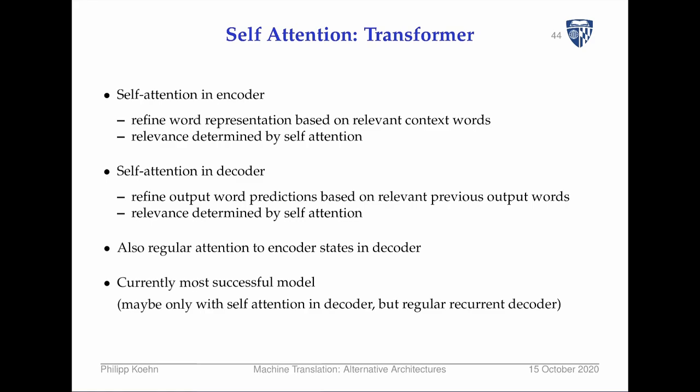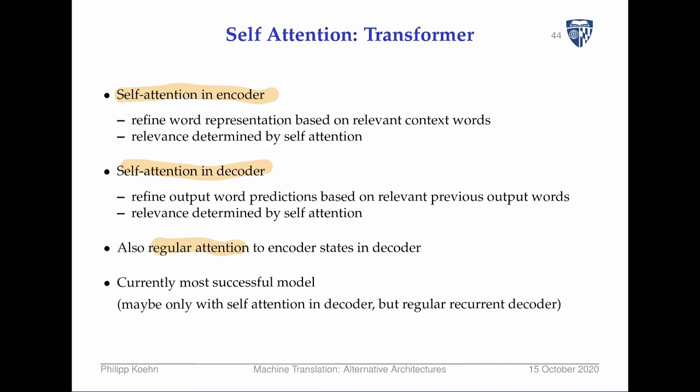So you have self-attention in the encoder. The word representations are refined now based on relevant words, and which words are relevant is computed by attention over those words. And the same thing in the decoder, where you also have multiple layers now, where the decoder states are refined by basically figuring out which of the previous decoder states are more relevant to make predictions to now predict the next output word. Okay, so there's also regular attention to connect the encoder and the decoder. So at some point in the first layer of the decoder, you obviously have to pay attention to the encoder states as well.